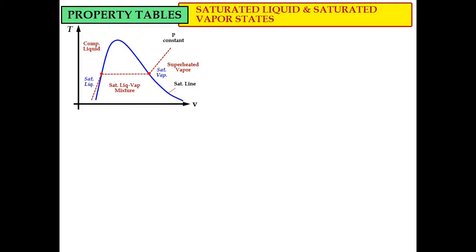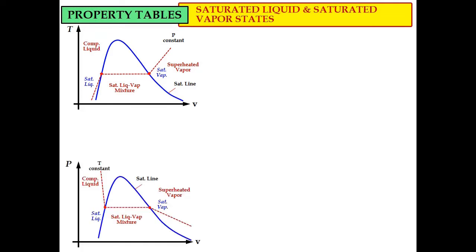Okay, so this is the TV diagram and also the PV diagram to show the different regions of the pure substance. For saturated liquid and saturated vapor states, if you refer to the TV and PV diagrams, they will involve the saturated temperature and also saturated pressure. The points of saturated liquid and saturated vapor states involve a horizontal line for constant pressure and constant temperature. Constant pressure for the TV diagram and constant temperature for the PV diagram.